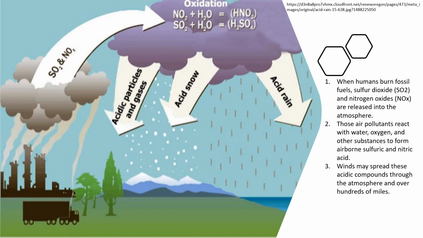Winds and weather patterns can move these acidic compounds across geographies and through the atmosphere over hundreds of miles. When the acid rain falls to the earth, it gets inside of the watershed and can infiltrate into the soil.